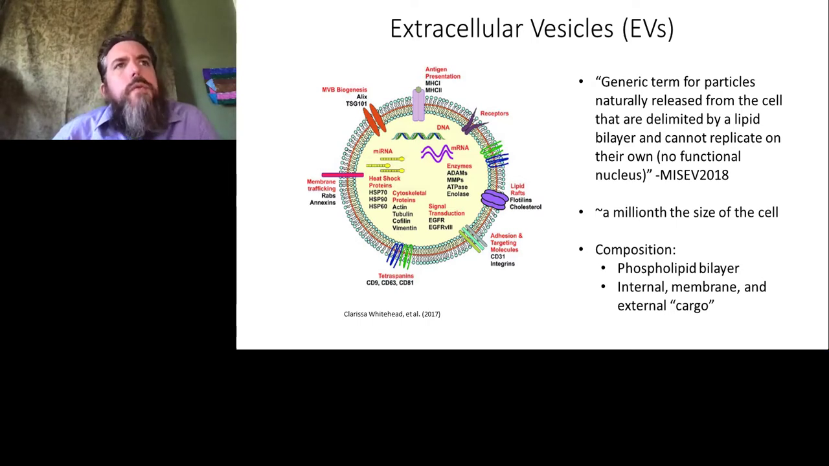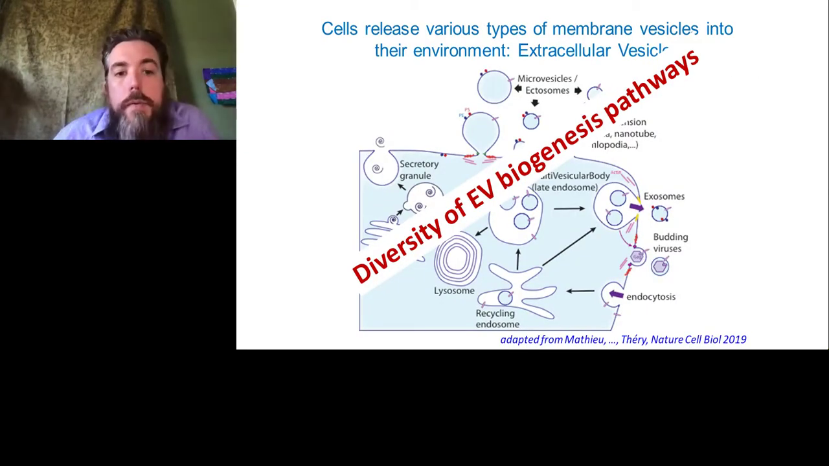So the composition, of course, is this phospholipid bilayer, but then also proteins and nucleic acids and metabolites that are brought along from the parent cell. I'm not going to dwell a lot on the different types of extracellular vesicles, but there are many. The two that you probably hear about the most are the exosome, coming from the internal compartments of the cell, specifically from the endosome, the multivesicular body, and the ectosome, or the microvesicle, that you can find budding from the surface of the cell. But there are other ways that extracellular vesicles can be formed.